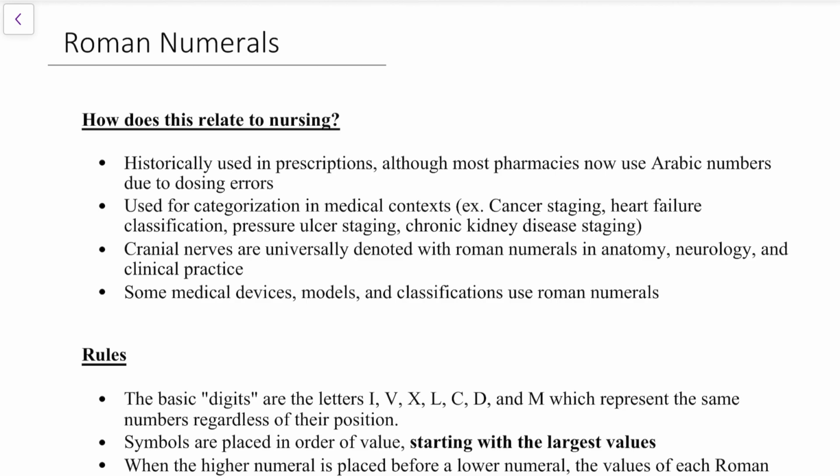So in a medical context, if they're looking at categorization, so cancer staging, chronic kidney disease staging, heart failure classification, all that, they use Roman numerals. The cranial nerves are also denoted with Roman numerals in anatomy, neurology, and clinical practice. Some medical devices, blood clotting factors. So there are small ways that it's used. So this is more a, for your information, be aware of Roman numerals.